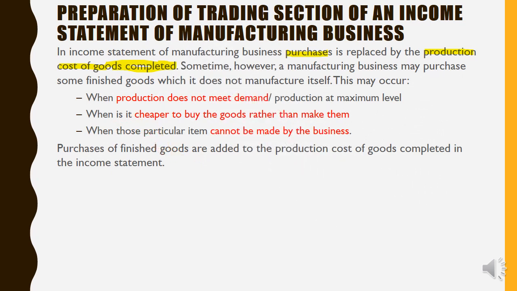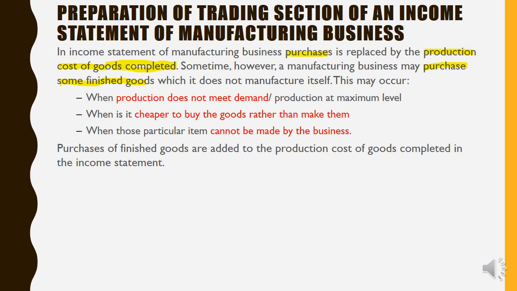We continue, but sometimes, however, a manufacturing business may purchase some finished goods. Yes, most of the time a manufacturing business will produce and sell the product, but sometimes they have no choice, they need to buy the finished goods and sell them. Okay, why does this occur? We see 3 reasons why such a situation occurs.